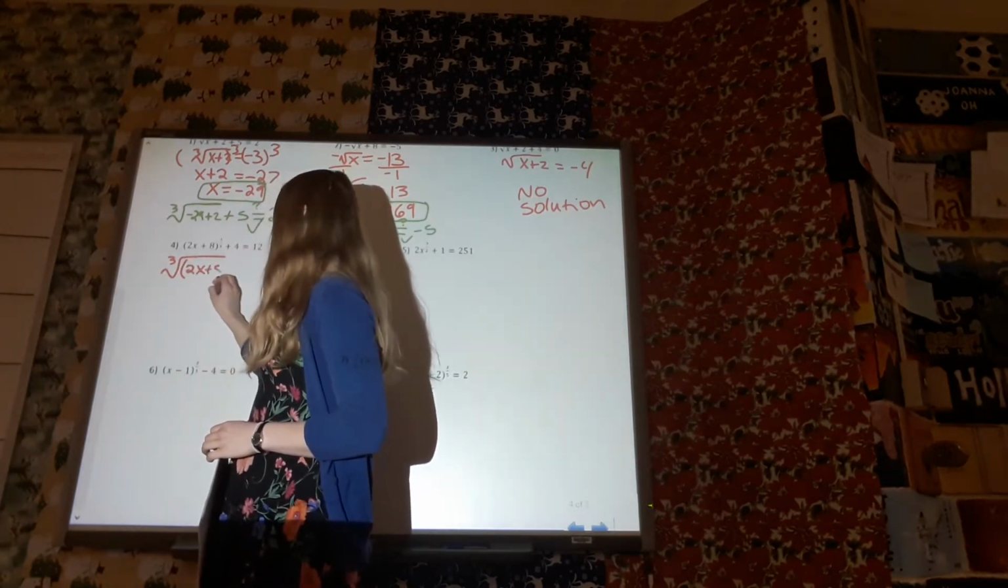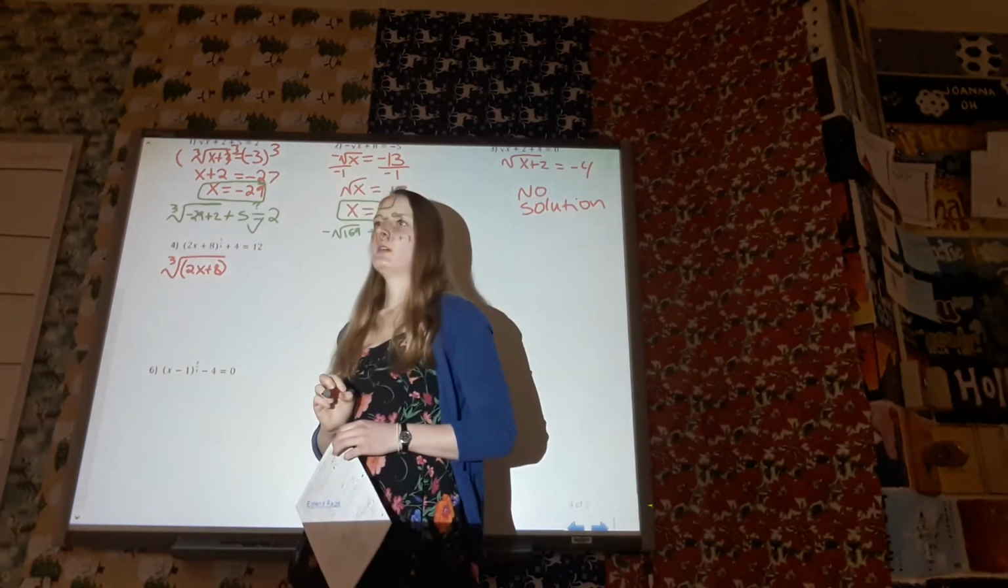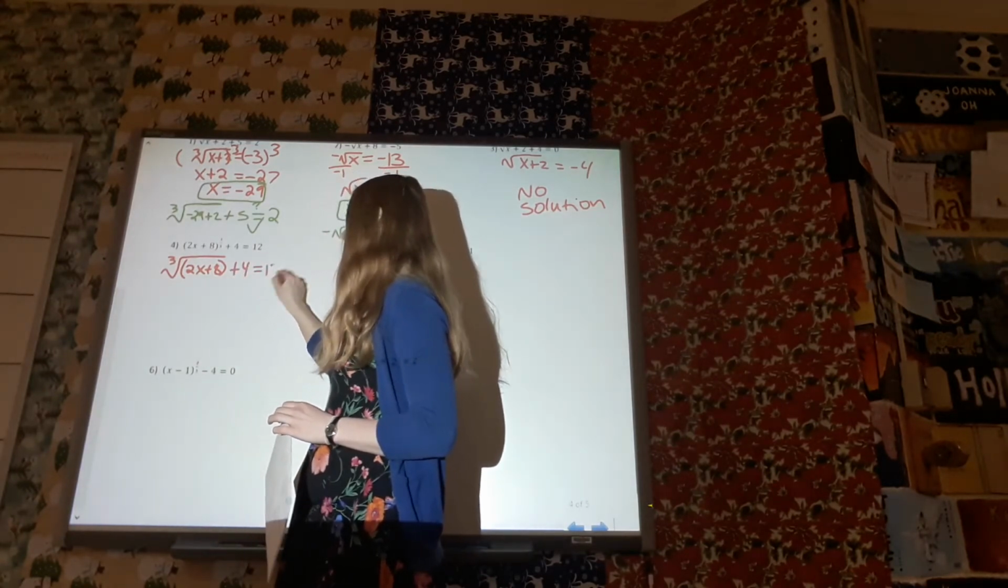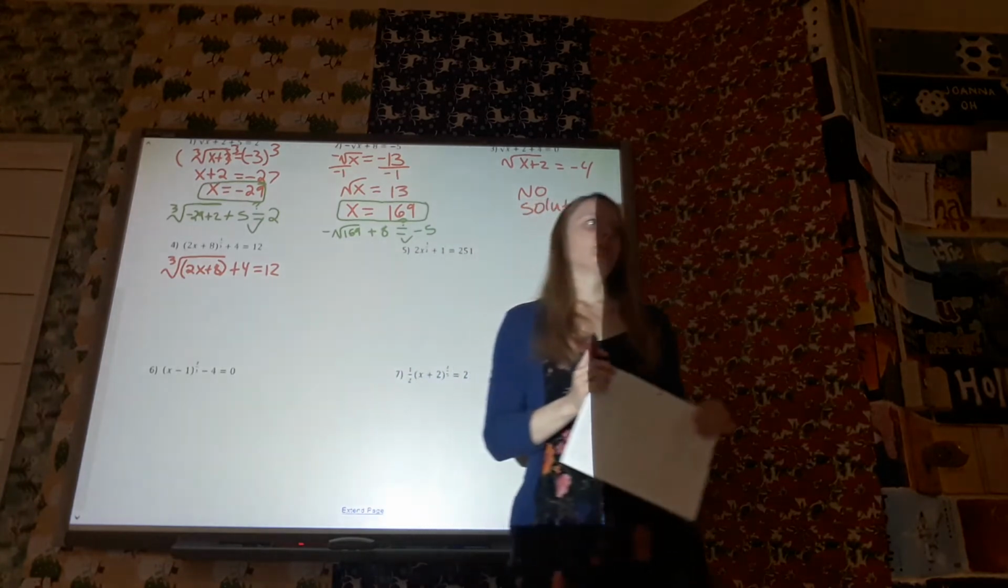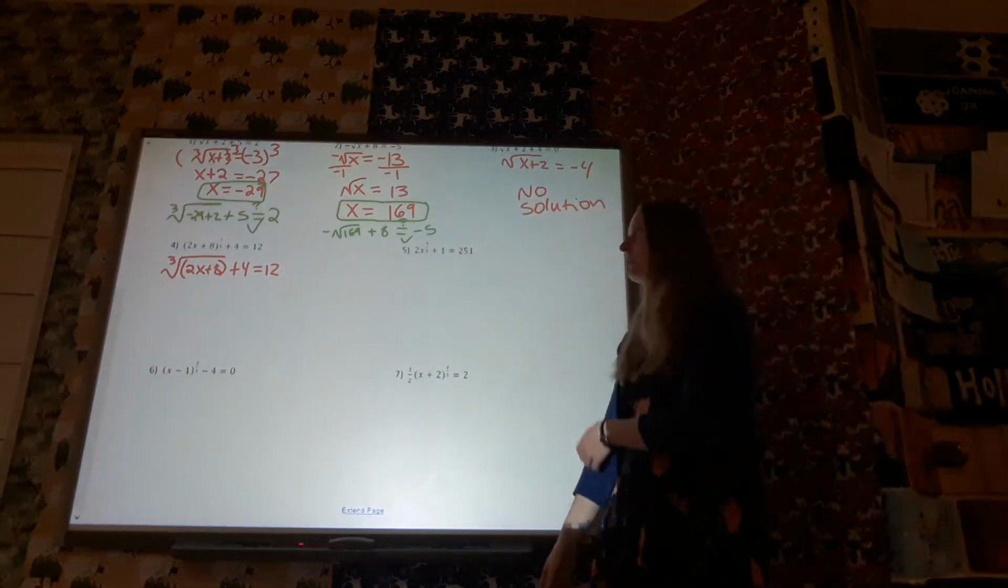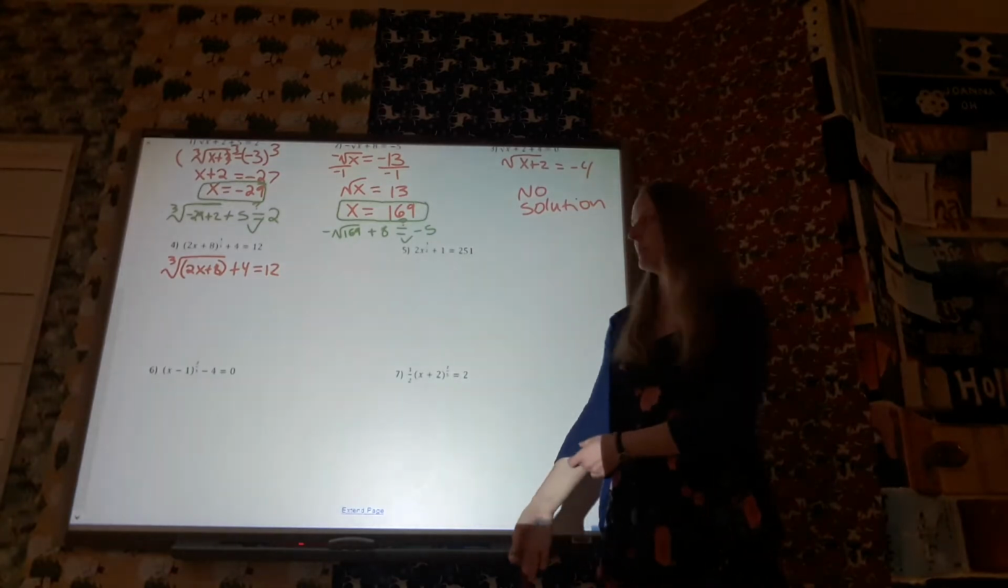2x plus 8, and then what's the power? 1, so I'm not going to write it. It's fine. And then I have a plus 4 on the outside, and then equals 12. So whenever you have that fraction exponent, just do the conversion first, and then you can proceed with the normal solving, like we were doing in the upper ones.